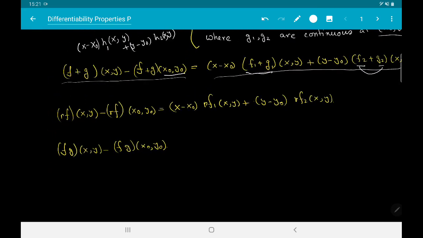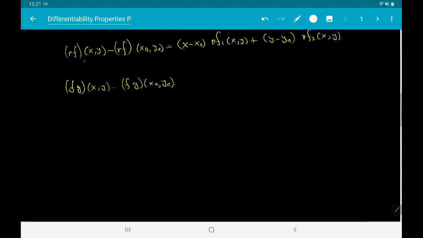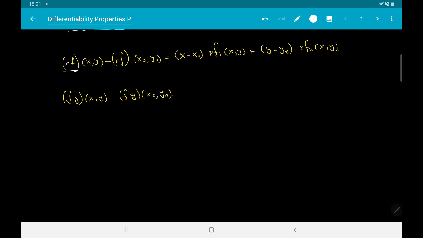Similar things happen for the function rf, and I'm not going to do this in all the coding details, but let me work out the function fg. So what is fg(x,y) minus fg(x0,y0)? This is nothing but f(x,y) g(x,y) minus f(x0,y0) times g(x0,y0).